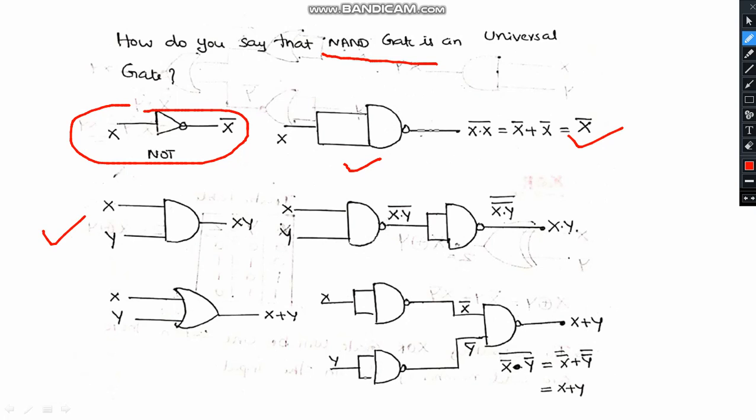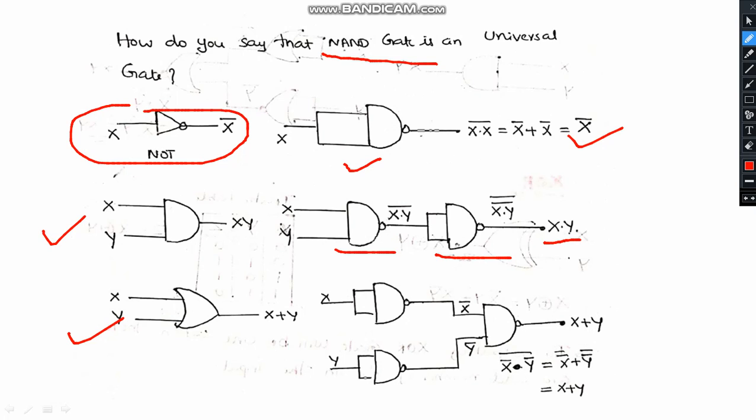If I talk about the AND gate, inputs are X and Y, output is X dot Y. Here you can make it like this. This is your NAND gate. Then you are performing the NAND operation, (X dot Y) whole bar. Then again you are using a NOT gate made from a NAND gate. Then the output will be obtained as X dot Y.